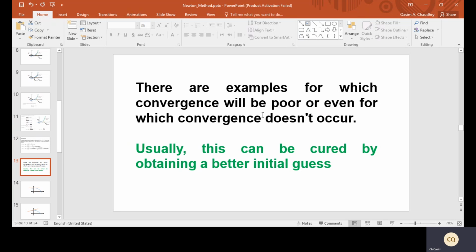Sometimes it happens that if you simply choose an initial guess, you don't get the next value, or sometimes you get a very poor approximation, even feeling that you are diverging, not converging to the actual root. So the best idea is that you choose a better value of the initial guess.